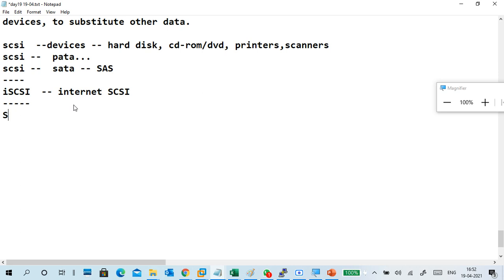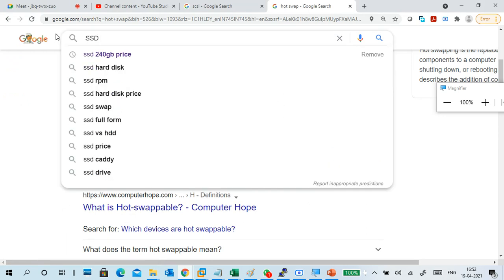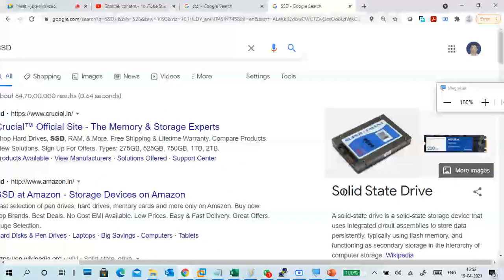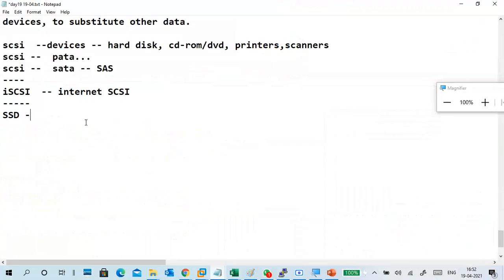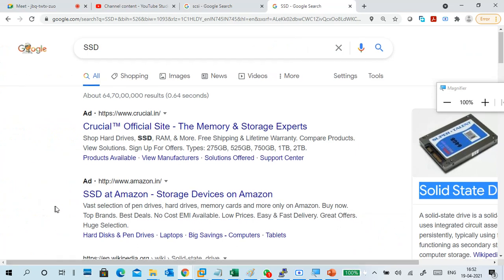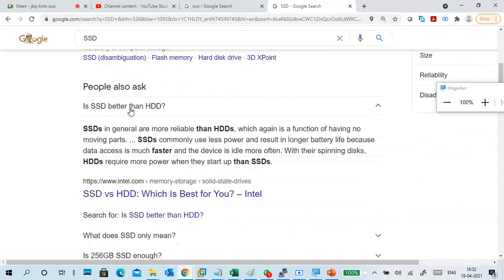Next is SSDs. Does anybody have an idea what SSD is? Solid state drive, very good. Solid state drive is nothing but NAND memory, like how your memory cards are manufactured. Earlier we had PCMCIA separate cards, and in those we could insert an SSD. So there are different types of SSDs.